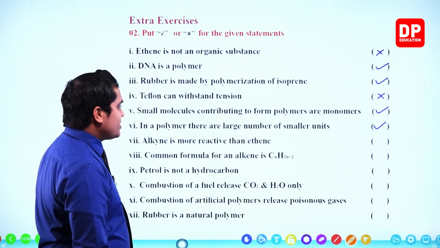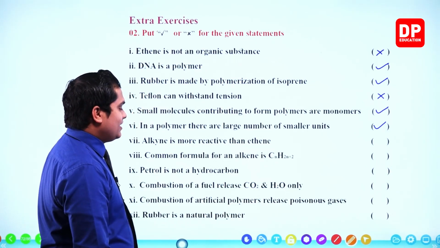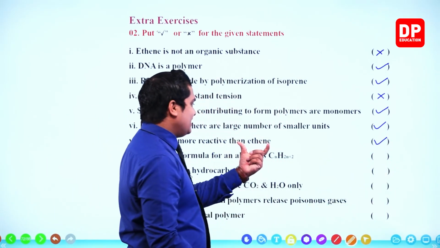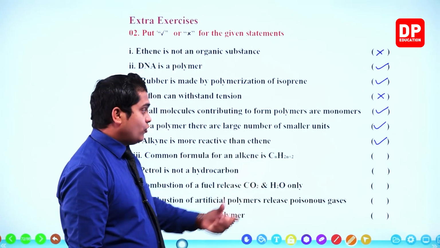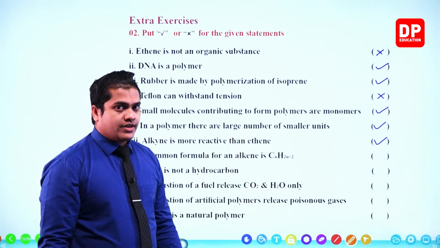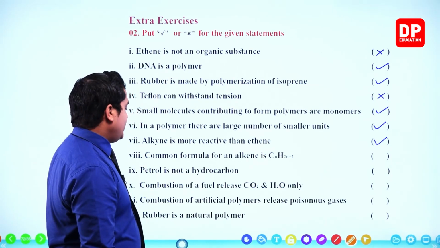Alkyne is more reactive than ethene. Correct. As it is an ene. Ene means alkene. Ethene is an alkene. So therefore, alkyne is more reactive than ethene. Correct. No problem. Next one.